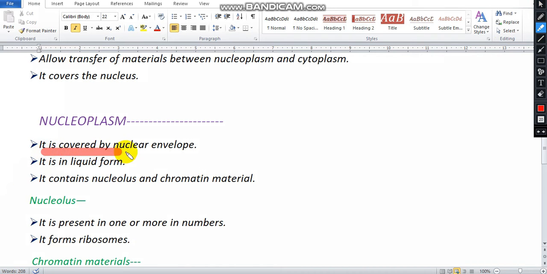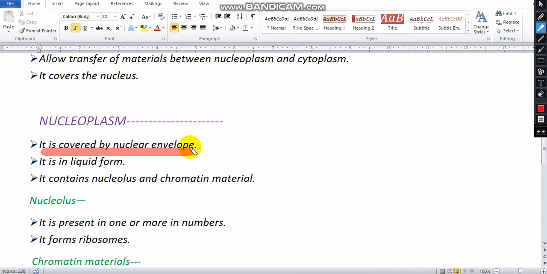So it is covered by the nuclear envelope. In the cell there is a nucleus. In the nucleus, the nuclear envelope is present, which is a membrane bounding the nucleus. Inside the nucleus there is a fluid, which is nucleoplasm. This fluid should not go out, because of this the nuclear envelope is covering it.